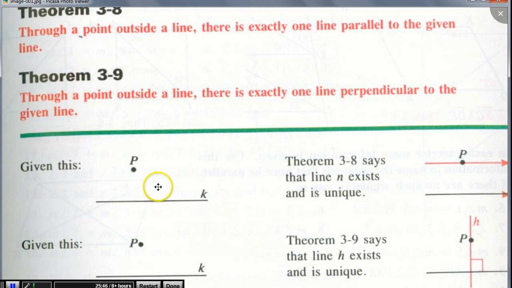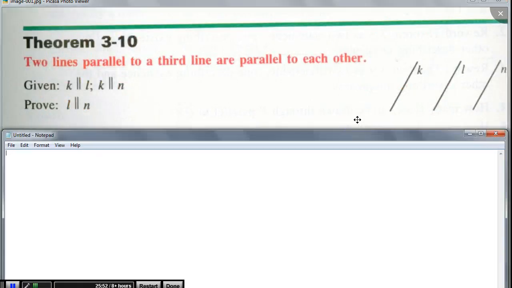Any question? Okay. Like I said, you don't have to write these down. It's in the book. Let's move on to the last term of the day: two lines parallel to a third line are parallel to each other.